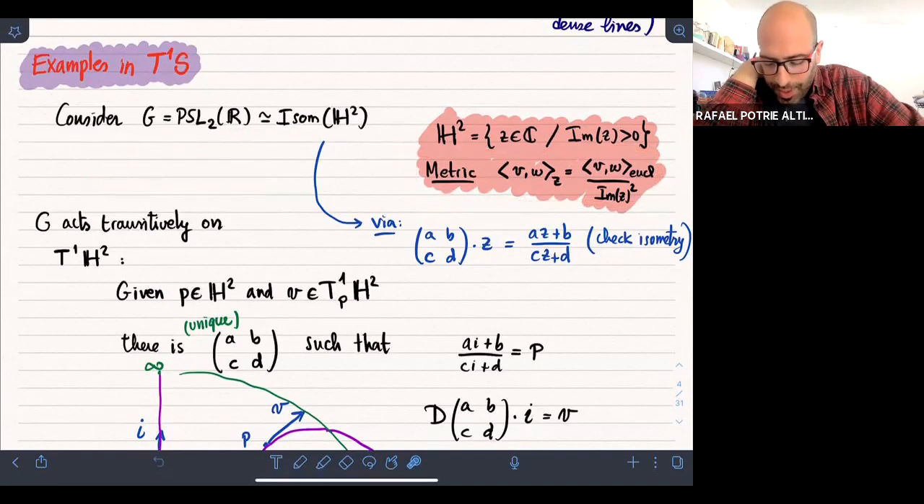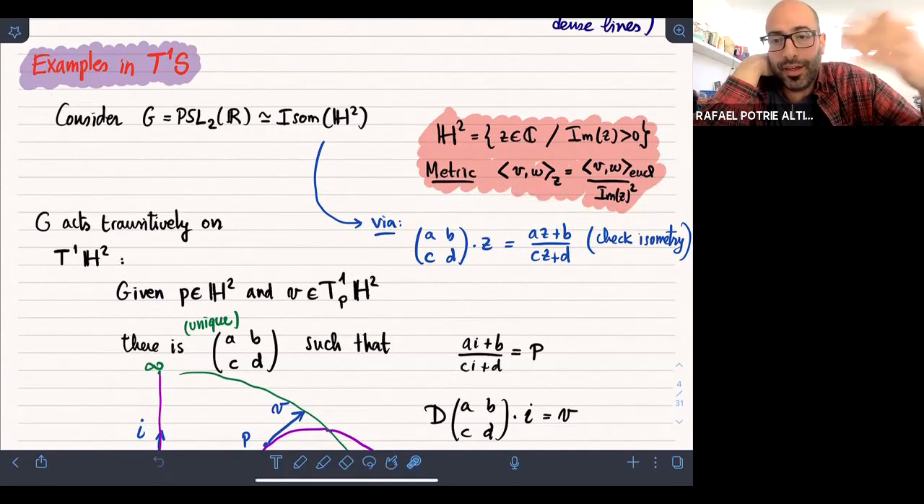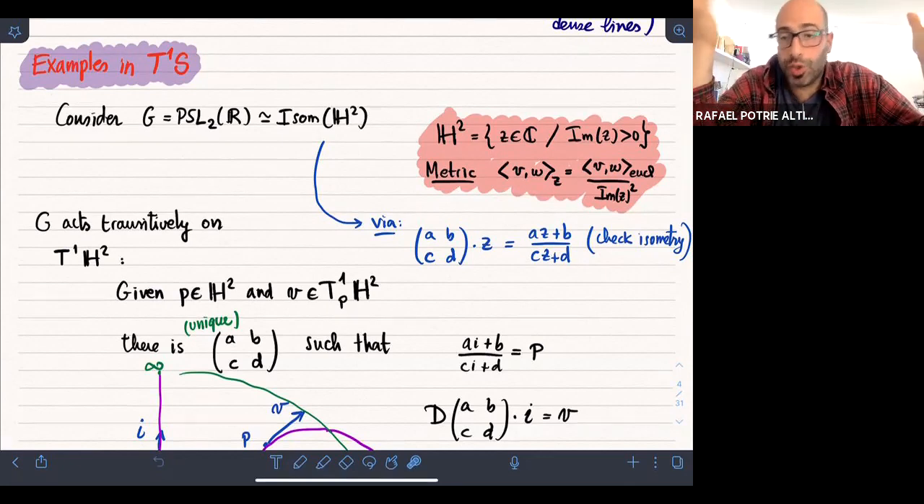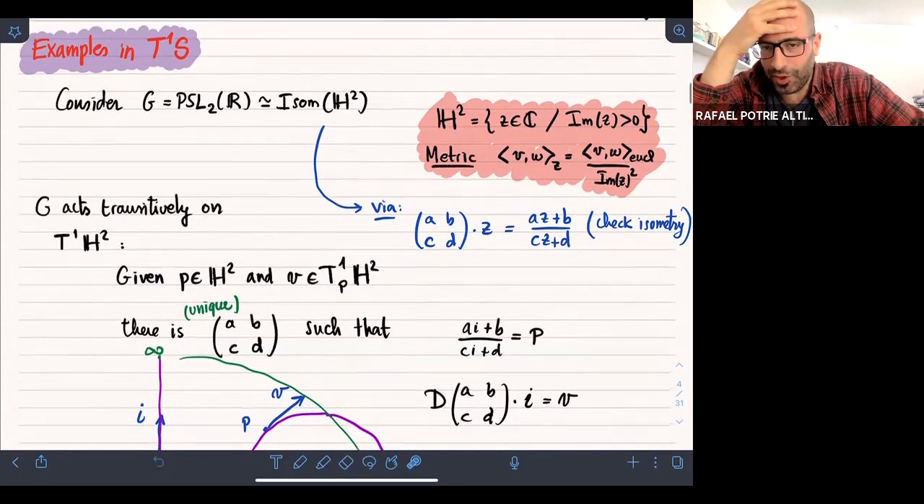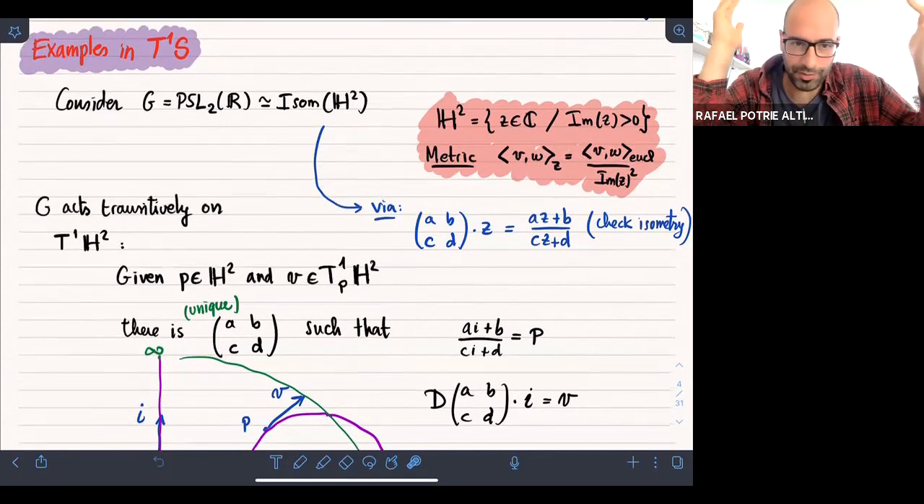The homogeneity of this metric tells you that the curvature is constant. So the only thing you need to check is that this constant is negative. I'm not sure if this is constant minus 1, but it's constant minus something.